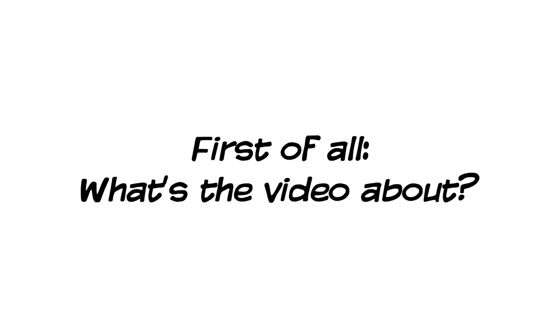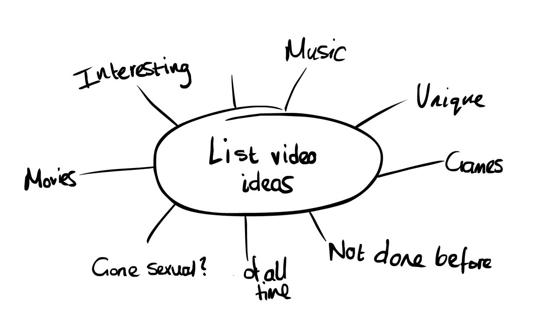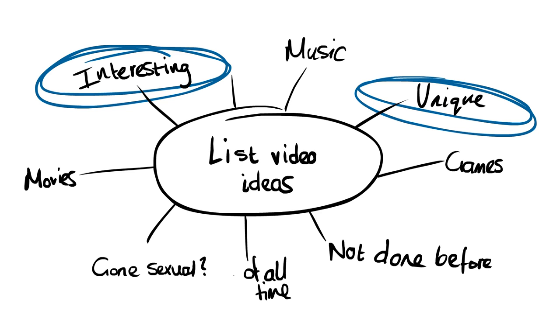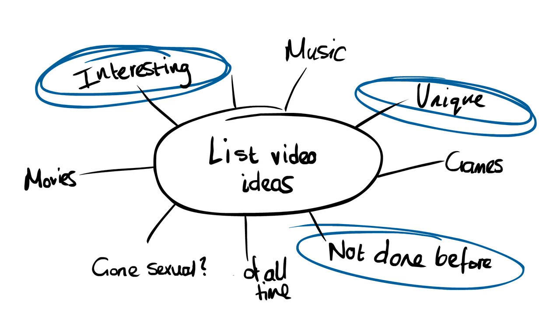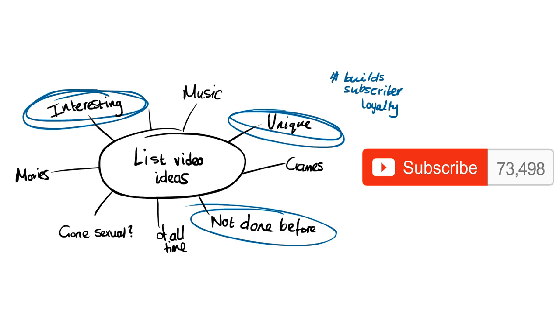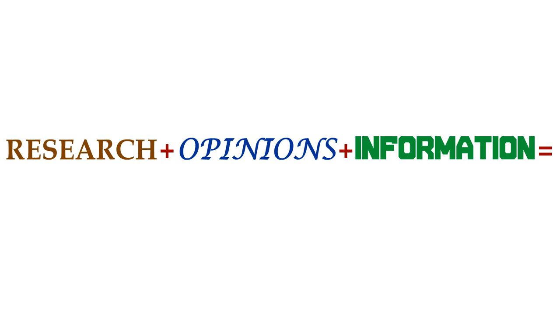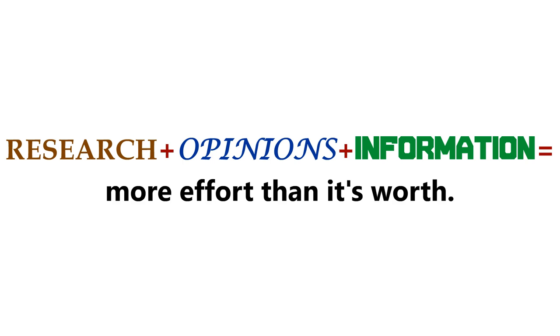The first step is choosing what to make a list of. Now, you might think that the best thing is to choose a genuinely interesting and unique topic that no one else has covered before, in order to gain a loyal subscriber base of people looking for high quality content that can only be found on your channel. This is wrong. Doing research from reliable sources, formulating your own opinions, and gathering relevant information takes way too long.